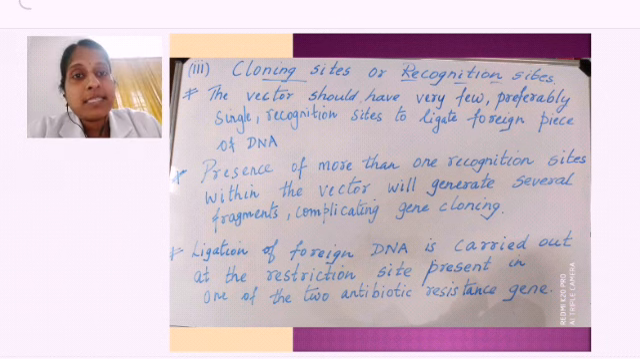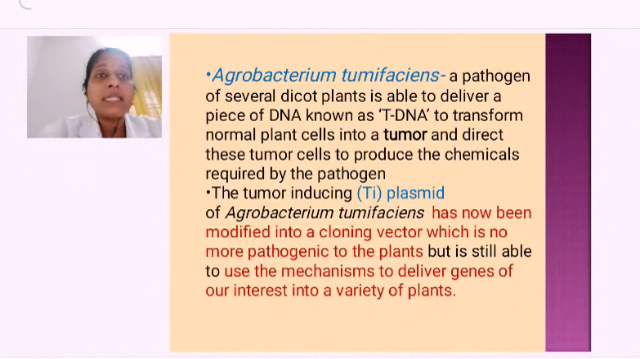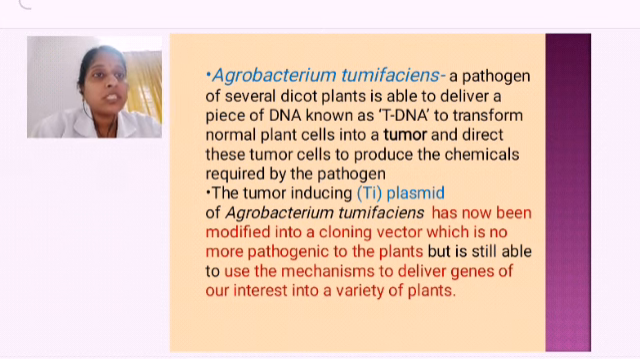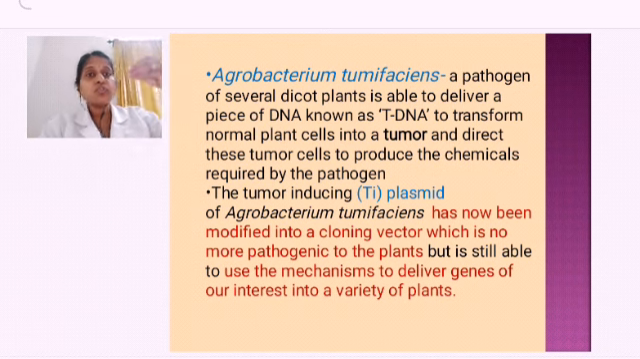Now next we are going to discuss vectors for cloning genes in plants and animals. So what is the next topic? Vectors for cloning genes in plants and animals. Now what is this, vectors for cloning in plants and animals? Which vector do we use to put into plants and into animals?